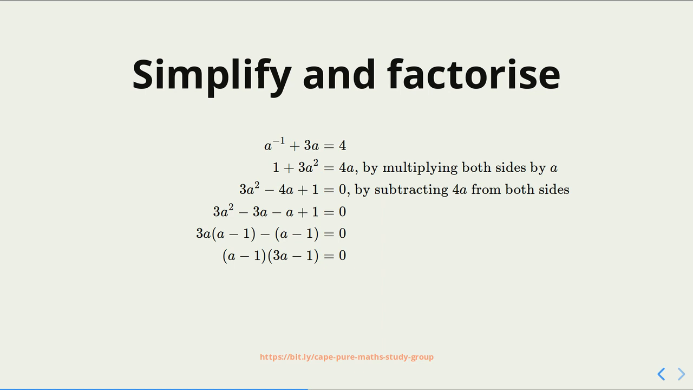This is a quadratic equation. We can factorize the quadratic expression to get the equation a minus 1 times 3a minus 1 is equal to 0. If the product of two or more real numbers is equal to 0, then at least one of the numbers must be equal to 0. So therefore either a minus 1 is equal to 0 or 3a minus 1 is equal to 0.